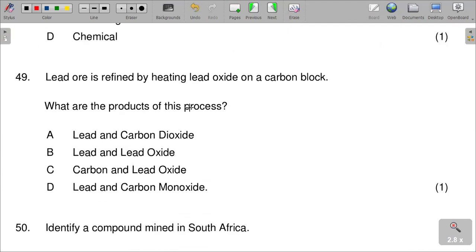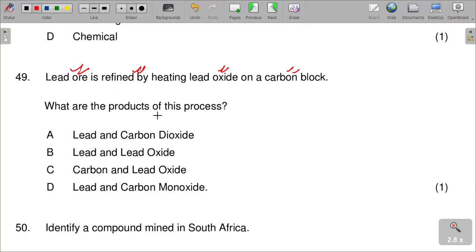Number 49. Lead ore is refined by heating lead oxide on a carbon block. What are the products of this process? When we heat lead oxide, what are the products of this process? Number 49.